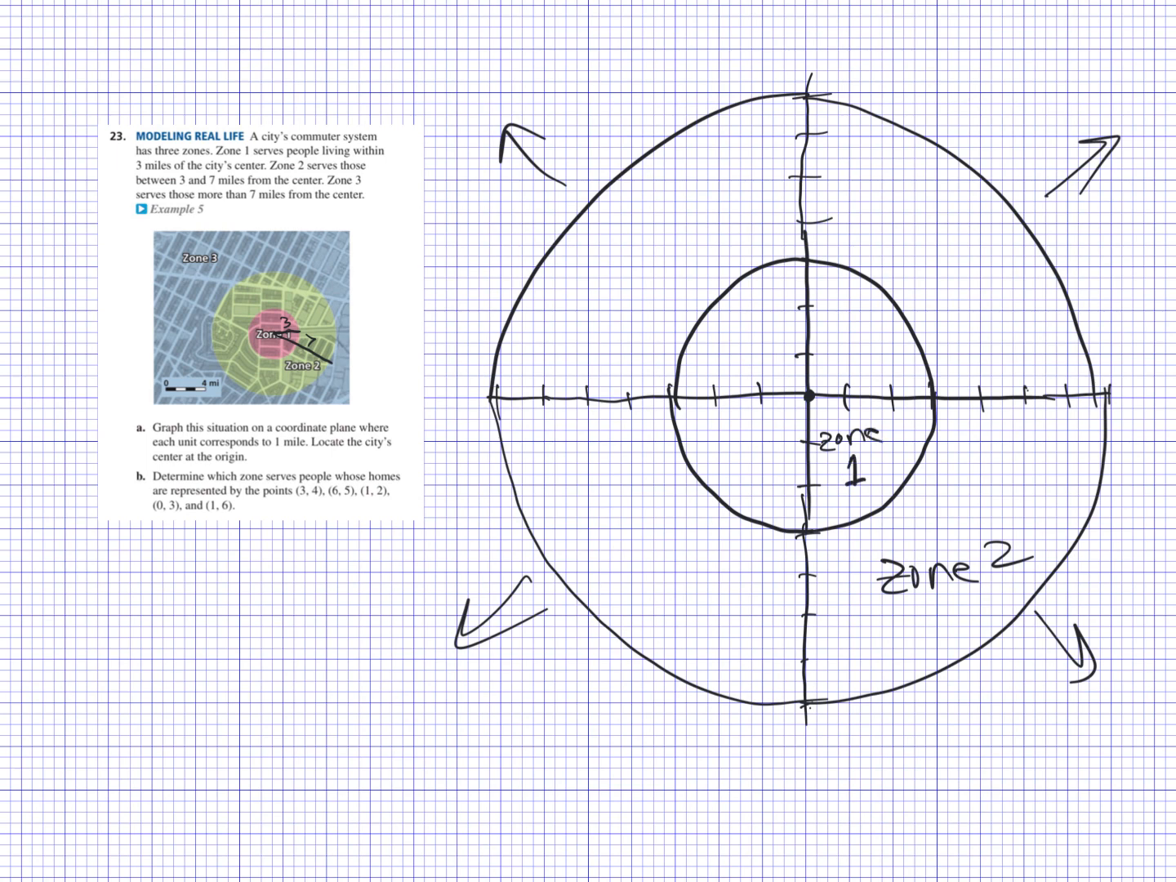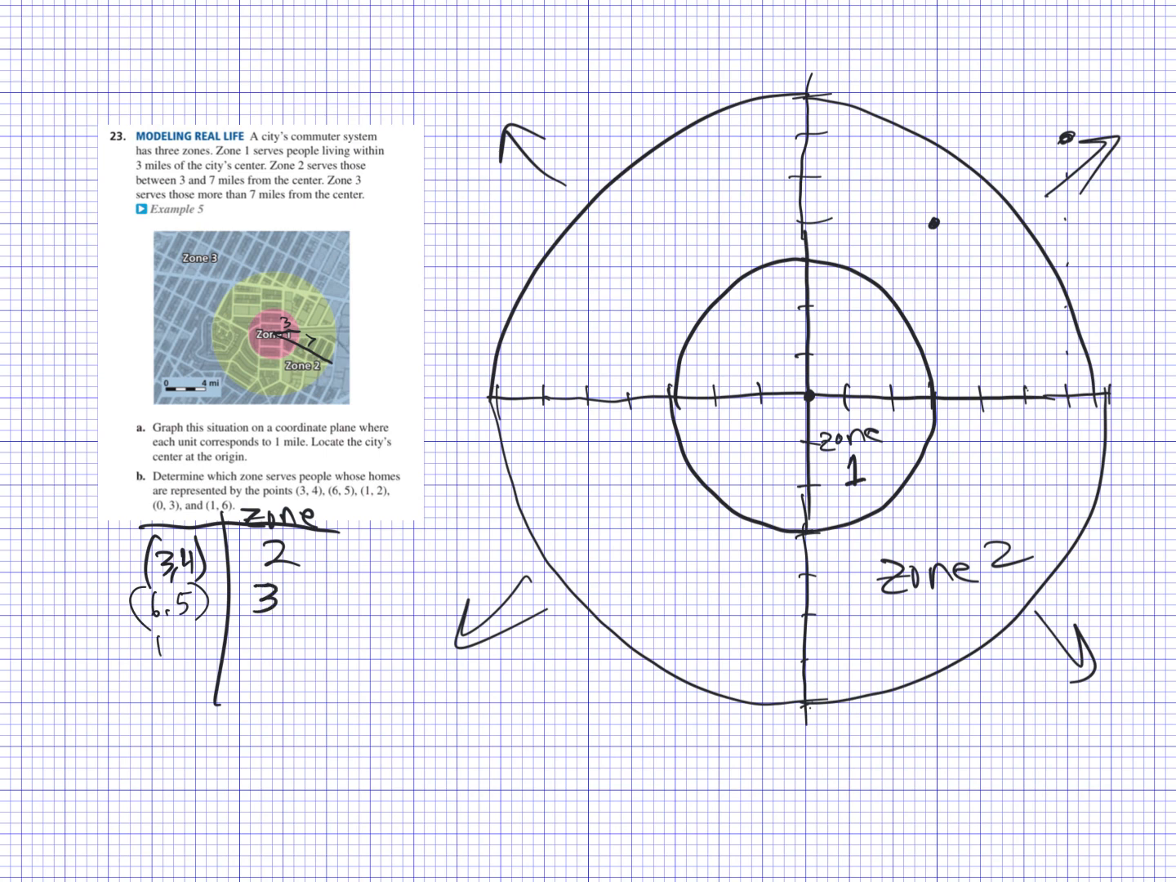Determine which zone serves people whose homes are represented by the points (3, 4). So these are all different questions here. What zone is (3, 4) in? 1, 2, 3, 4, there's (3, 4). That's zone 2. Let's put the zone up here, we'll make a little graph. So that'd be 2. And the next one is (6, 5). There's 6, 1, 2, 3, 4, 5, 6. (6, 5) is there, so that's zone 3.